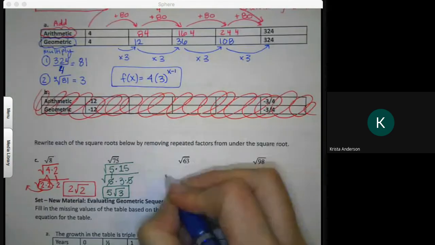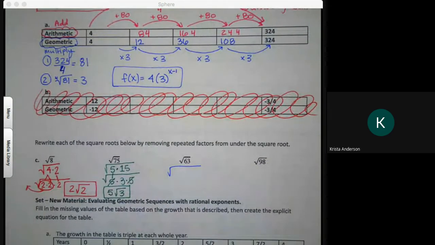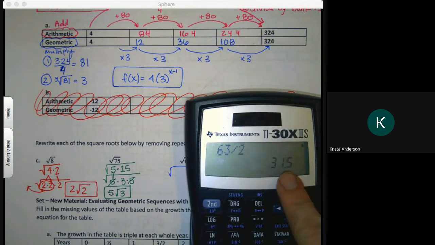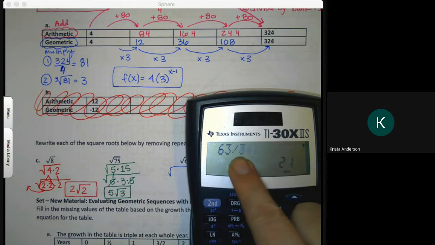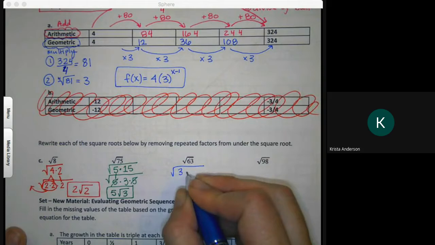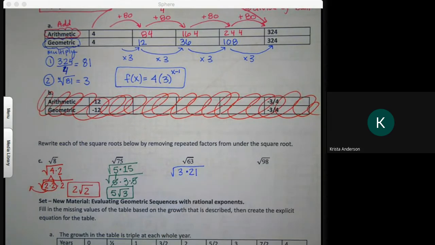Has anybody tried to break down 63 by 2? You can use your calculators. If you have a hard time with multiplying, just do 63 divided by 2. See how it's decimal? I'm not going to use it. What else could I divide 63 by? 3. I'm going to try 3. When I divide by 3, it's 21.